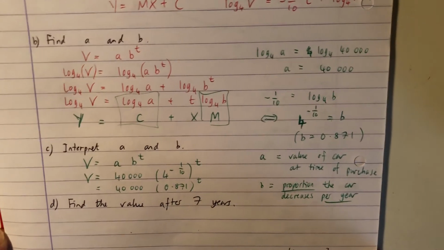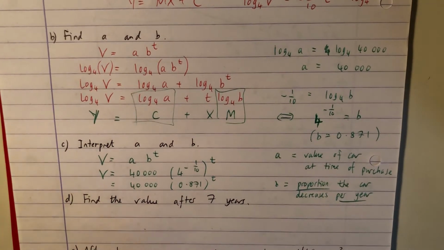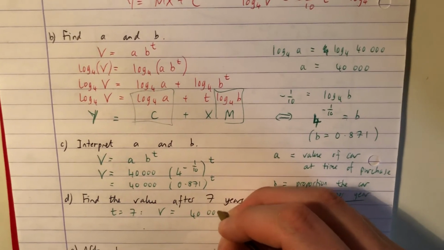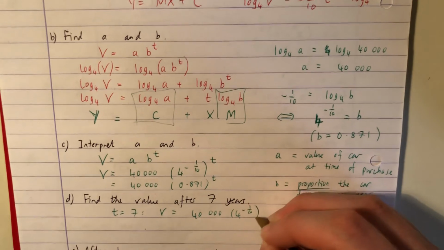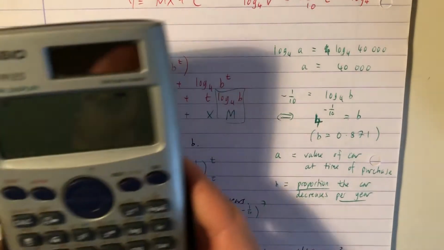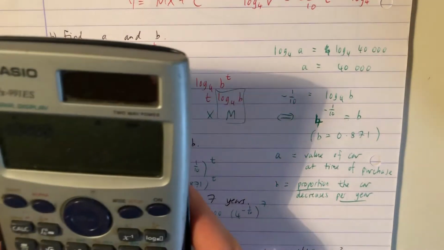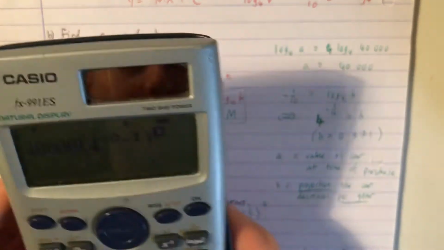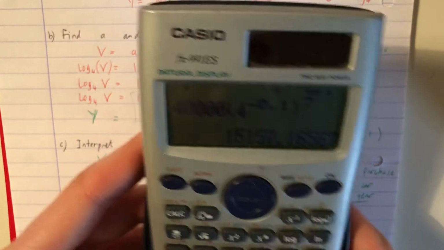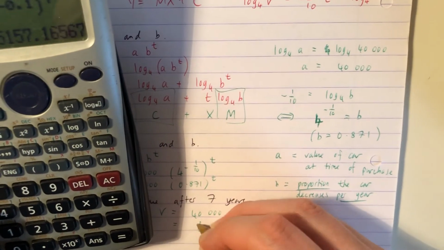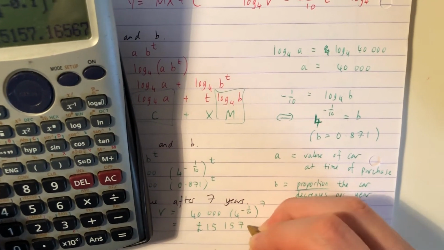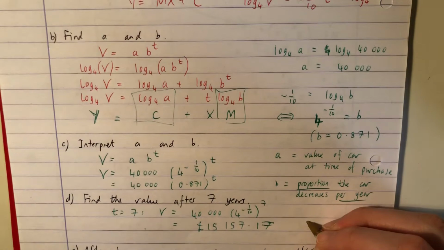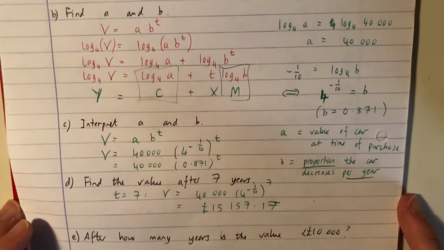Part D, find the value after 7 years. So that would be t is equal to 7. If you sub that in, using the exact answer, you would get 40,000 times 4 to the minus 0.1 to the power of 7, which gives you £15,157 and 17 pence. That would be it. A few more parts left to this.